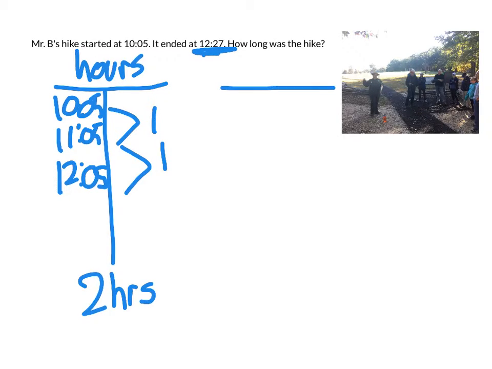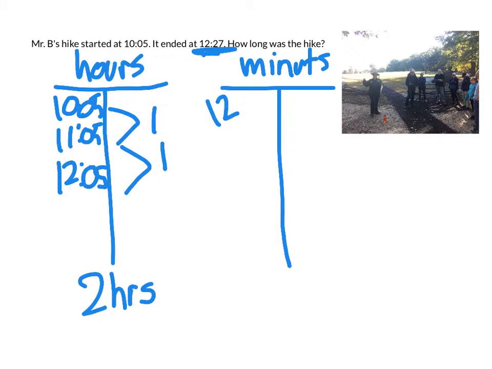Then I'm going to do a second T-chart for my minutes. So I left off at 12:05. All I do is I take this one and I bring it up. 12:05. And there's a couple of ways I can do this. I like to jump by 10 minutes. If you want to jump by a different amount, that's also okay.